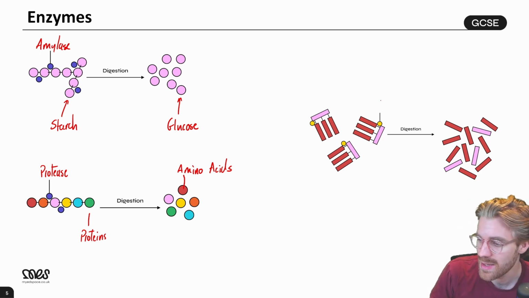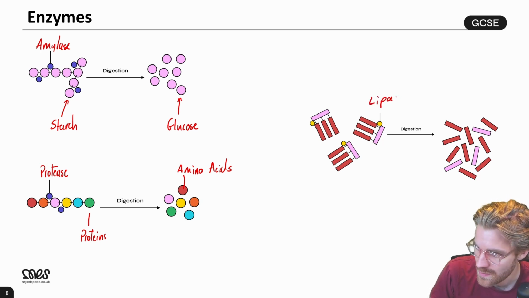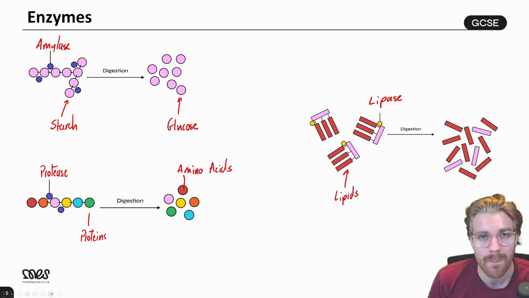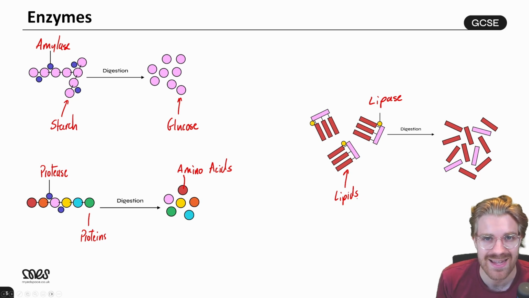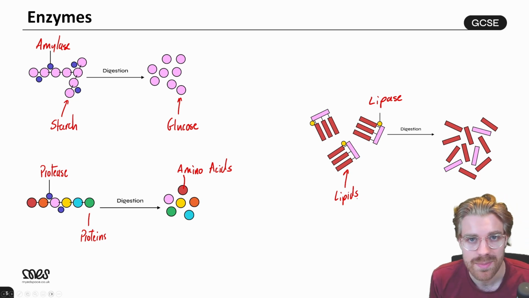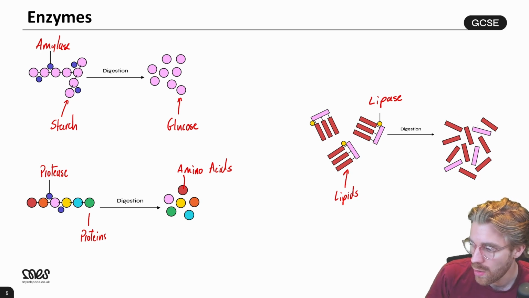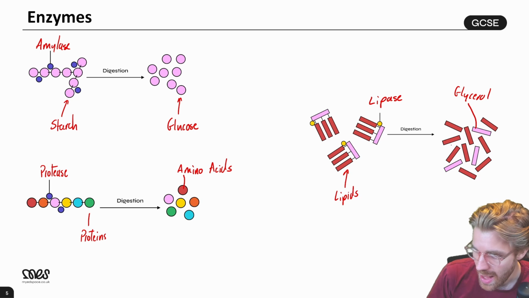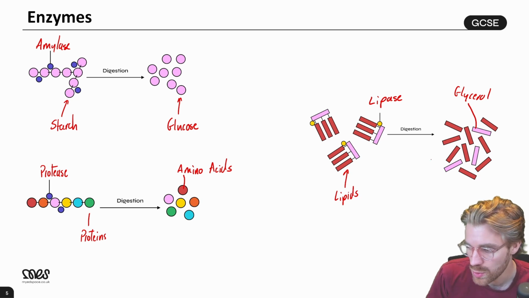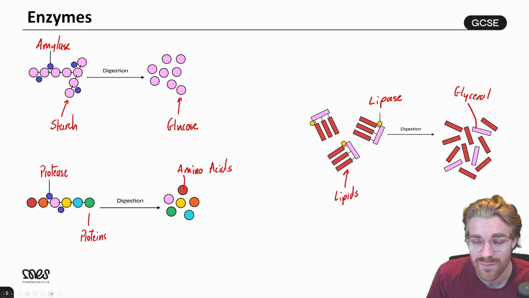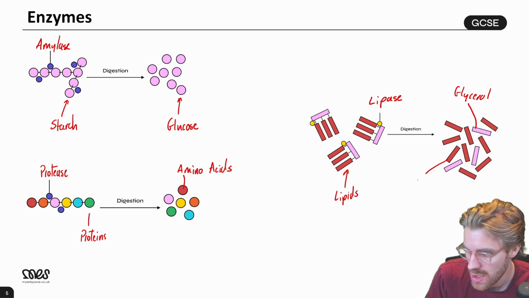Our next enzyme is a lipase. And the lipases are going to break down the lipids. Lipids are our posh technical name for fats and oils. Now, the lipids are made up of a few constituent parts. Lipids are made up of these pink parts, which are the glycerol. And as we can see here, we also have fatty acids. And these lipids have 3 fatty acids.